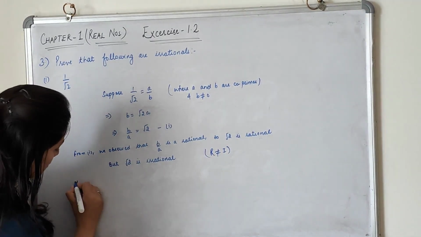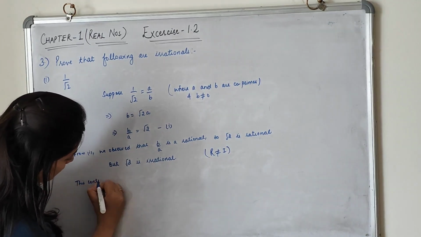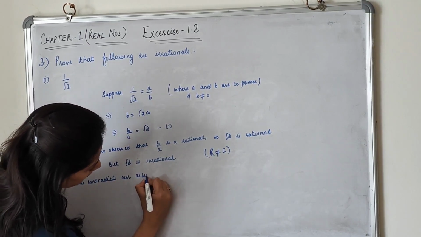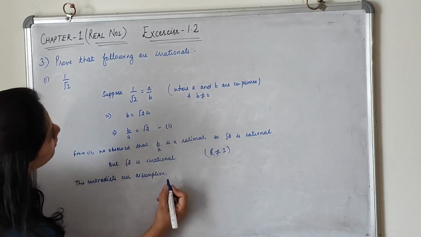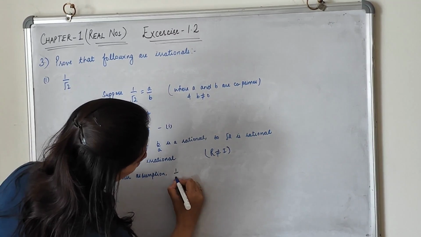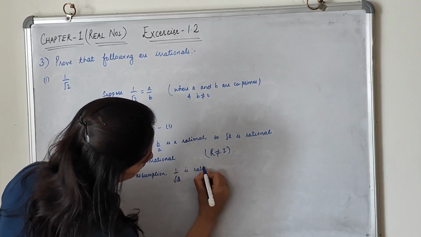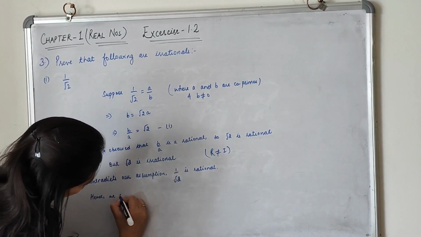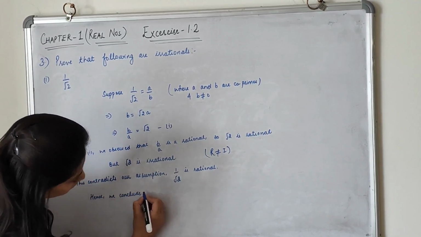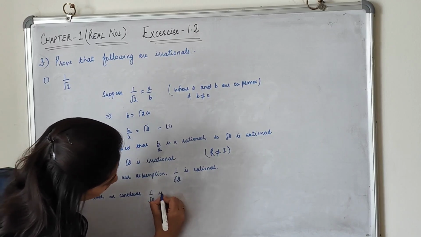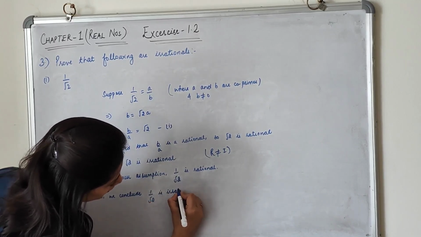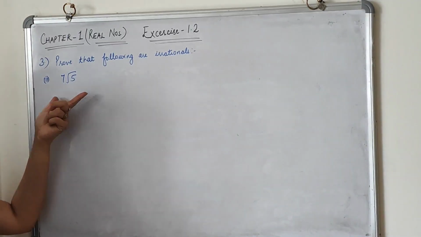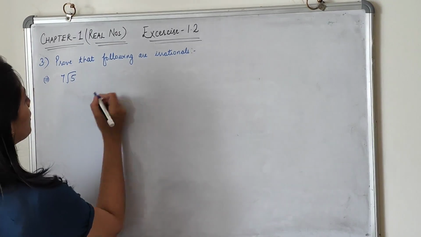So this contradicts our assumption that 1 by root 2 is rational. Hence, we conclude 1 by root 2 is irrational. Second part, 7 root 5. Prove 7 root 5 is irrational.